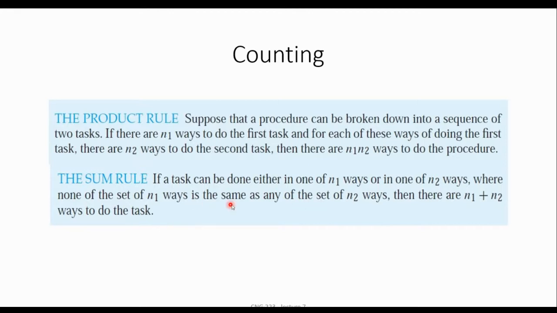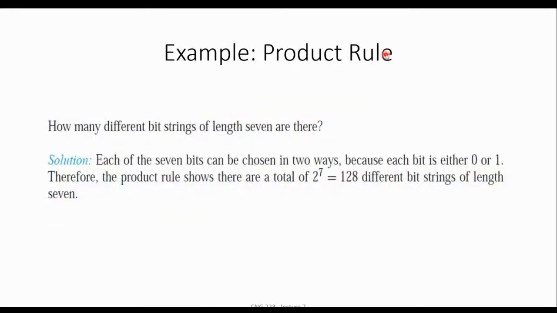What do we mean by that? That they are not the same in any of the set. It means that they don't have any intersection. I will talk about a rule after it, which is more obvious. So let's go through the examples so we understand these rules better.